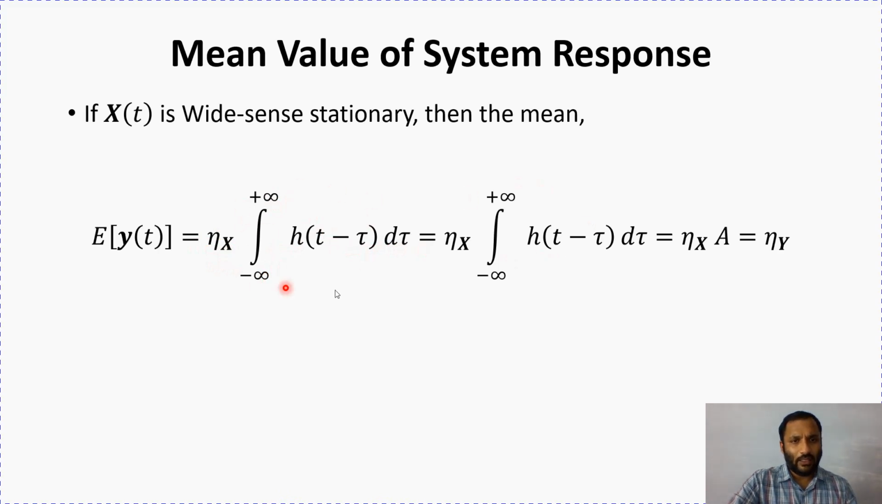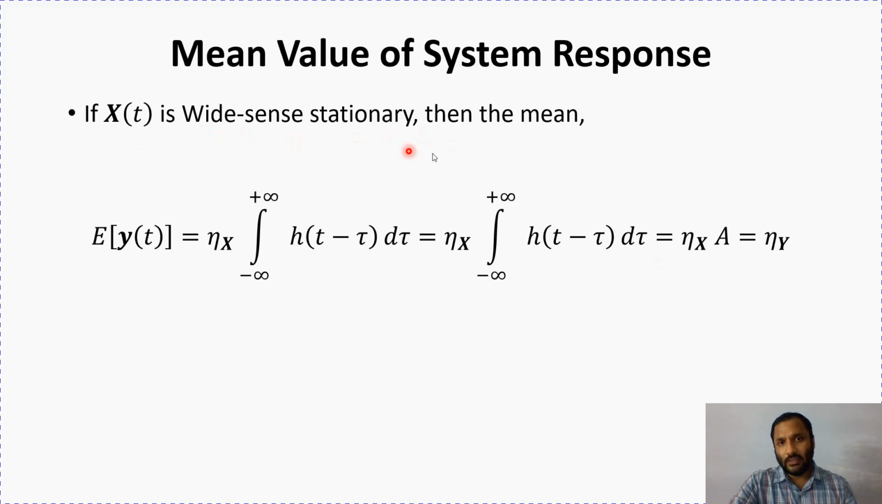This is another definite integral, and since we know the function h of t, the integral of that function will give you another value, another constant, which I have denoted by capital A. Now a constant times a constant will give you another constant. So in fact the mean of the response of the linear system is another constant if your input is a white-sense stationary process.